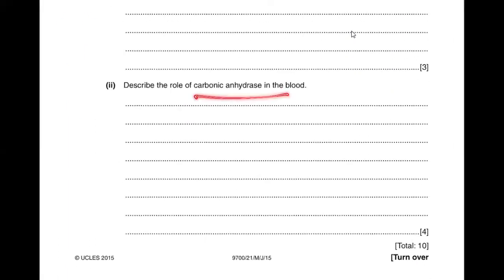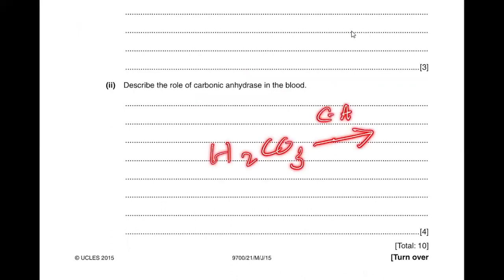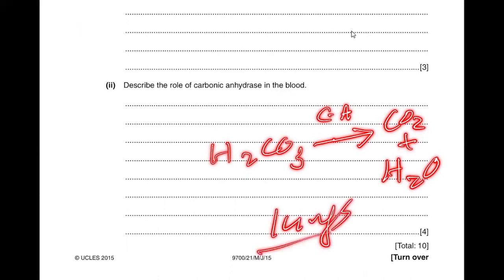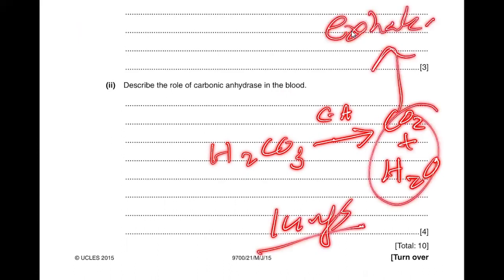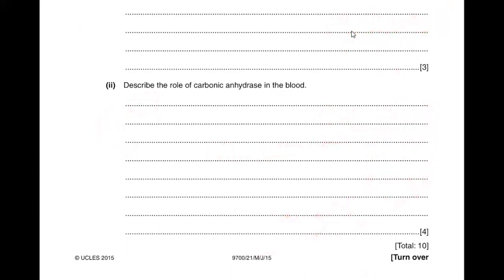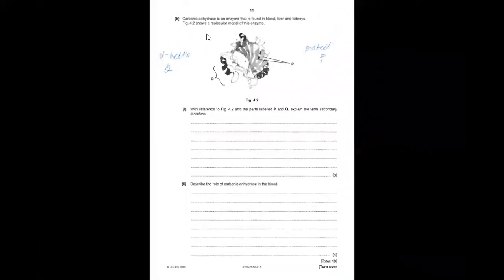Describe the role of carbonic anhydrase, the enzyme. We know that when H2CO3 is present, it dissociates in the presence of the enzyme carbonic anhydrase into CO2 and water, and this reaction occurs in the lungs. When it occurs in the lungs, it allows carbon dioxide and water to go out and be exhaled. It goes into the alveoli and is exhaled out. The hemoglobin is then available again for binding to oxygen. So that's the function of the enzyme carbonic anhydrase in blood.